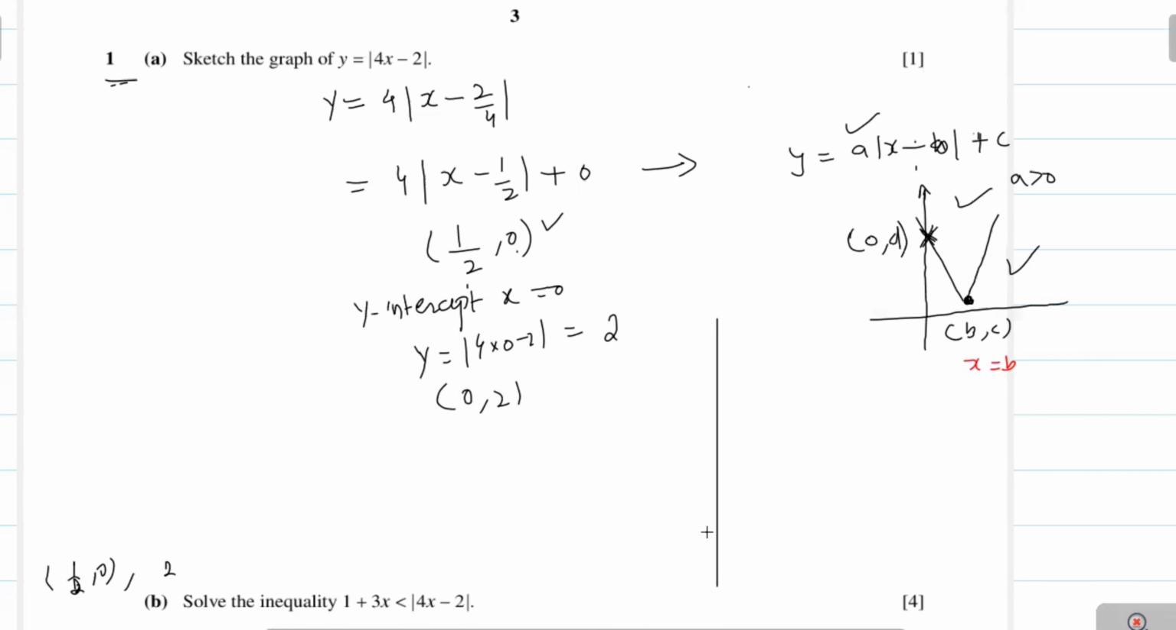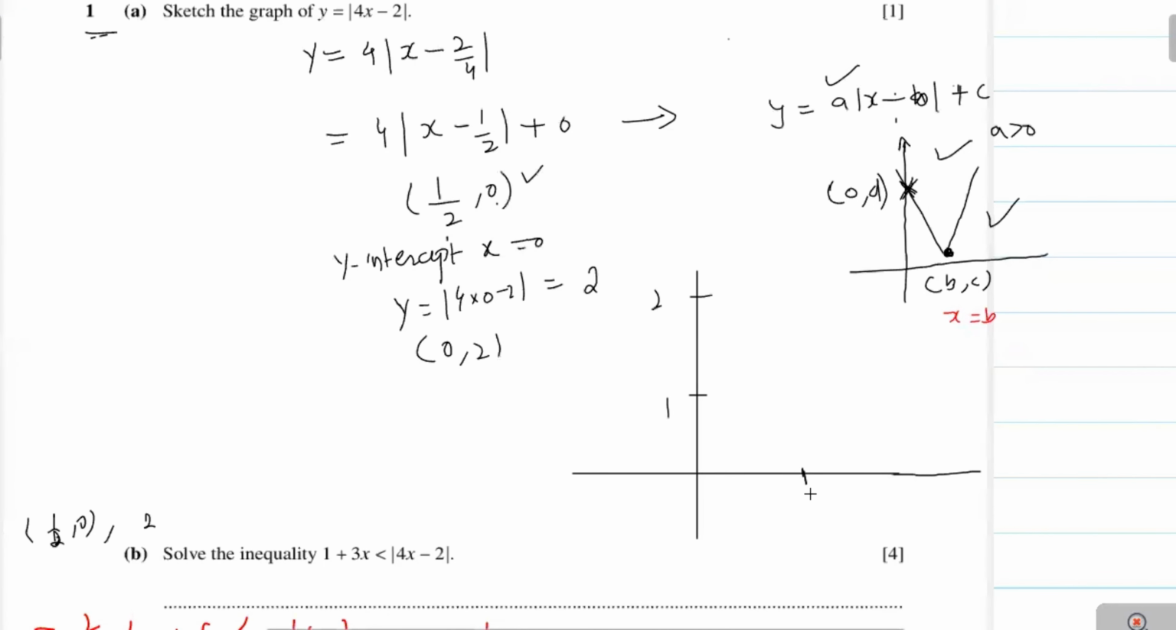You see here, these are the x and y axes. This is 1 unit on the x-axis. This is 1 unit on the y-axis. This is 2 units on the y-axis. Firstly we will mark the point 1 over 2, 0. This is the point 1, and this point will be 1 over 2, 0, and the next point 0, 2, this is 0, 2.